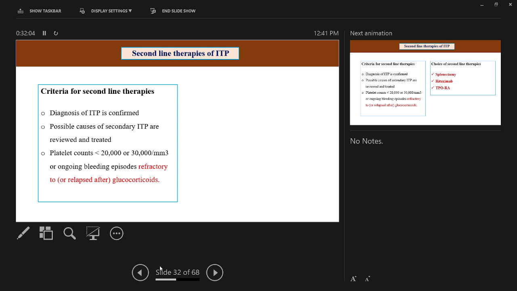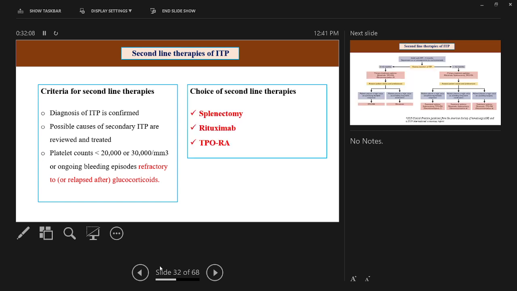The second line therapies of ITP are splenectomy, rituximab, and thrombopoietin receptor agonists like eltrombopag and romiplostim. So the criteria for second line therapies are: the diagnosis of ITP has to be confirmed, possible causes of secondary ITP are reviewed and treated, and platelet counts of less than 20,000 or 30,000, or ongoing bleeding episodes which are refractory to glucocorticoids. So usually second line therapies are not started in the ED.